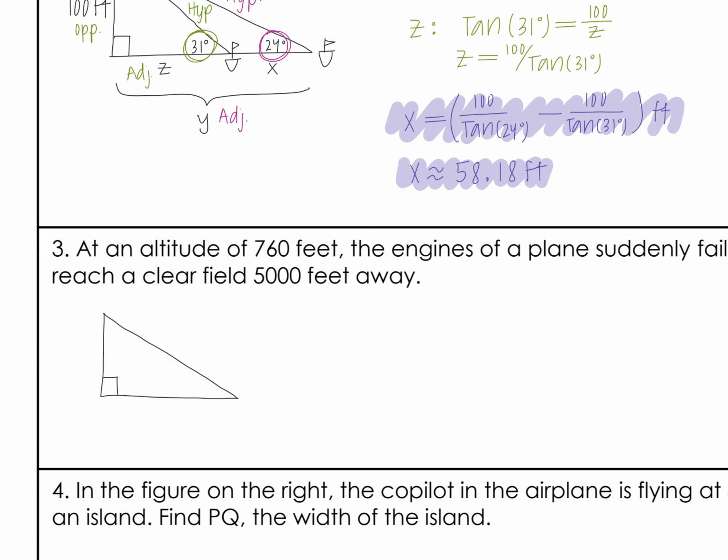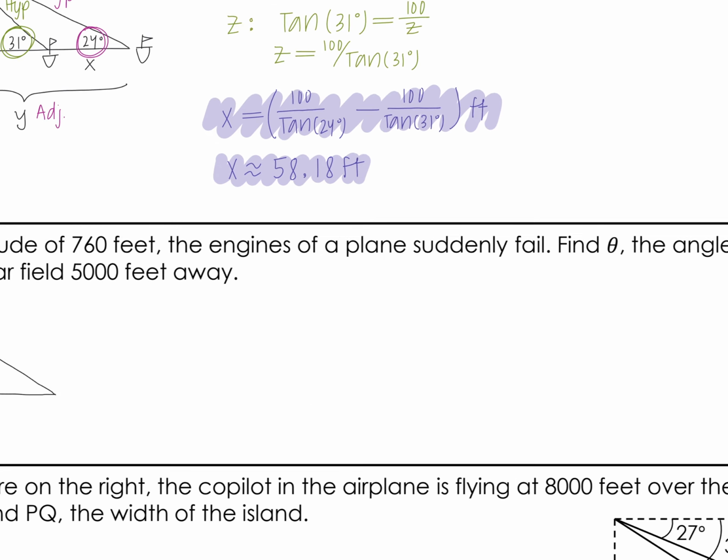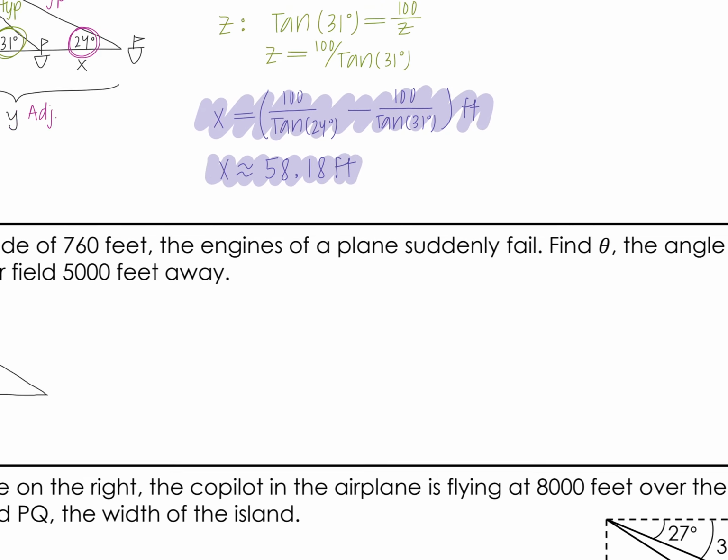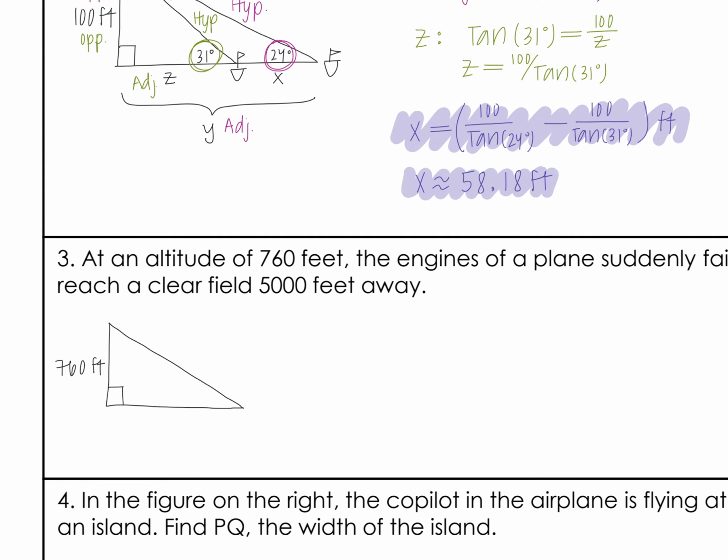And we have an altitude of 760 feet. So altitude is your perpendicular height, and I'm going to label that right here. The engines of a plane suddenly fail. Find theta, which will be your angle of glide, needed to reach a clear field 5,000 feet away.